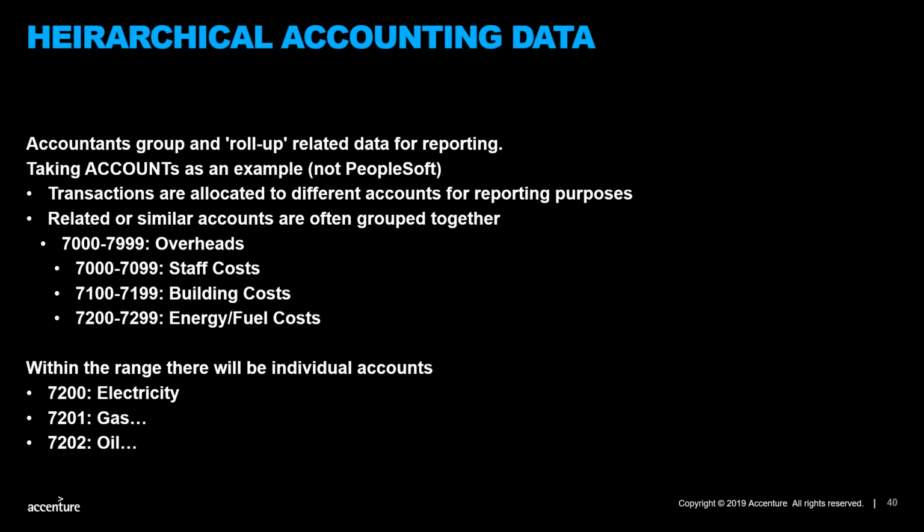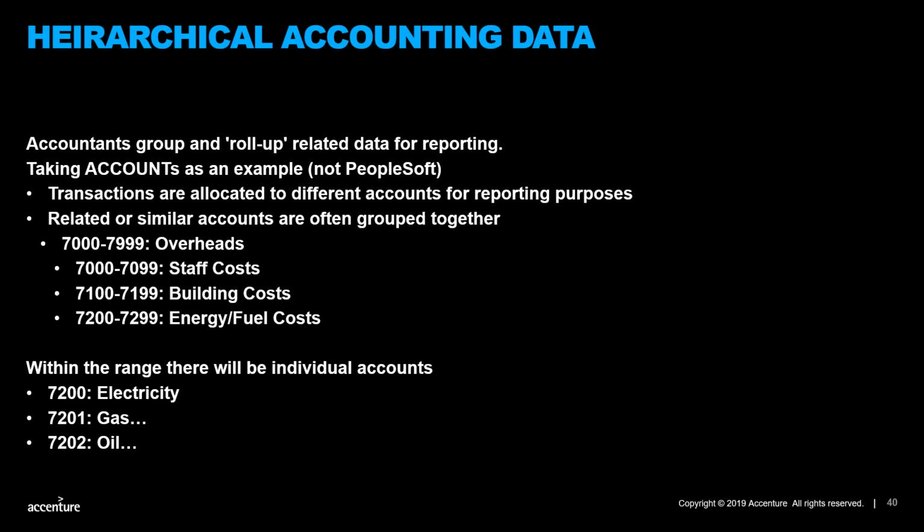Transactions are allocated to different GL accounts for reporting purposes. And what you find is that related and similar accounts are often grouped together. So I have electricity, gas and oil, 7200, 7201, 7202, etc. But they may be grouped together in a range 7200 to 7299, which are energy fuel costs. And they in turn are part of general overheads. So it depends what you want to report on.